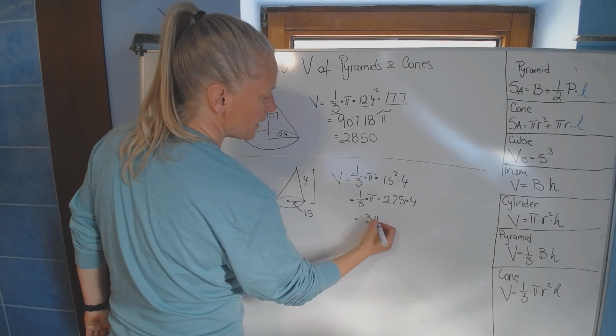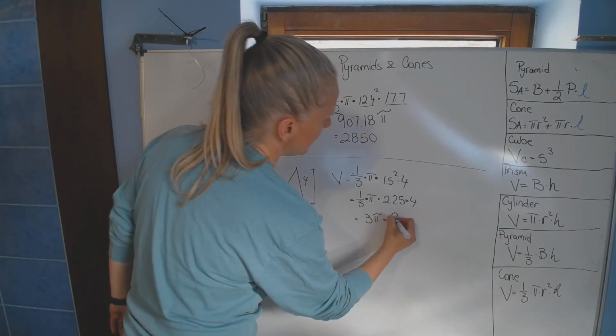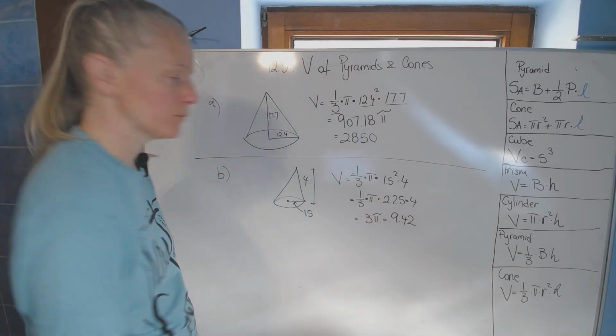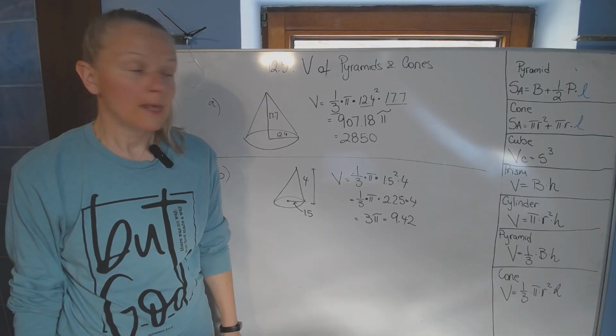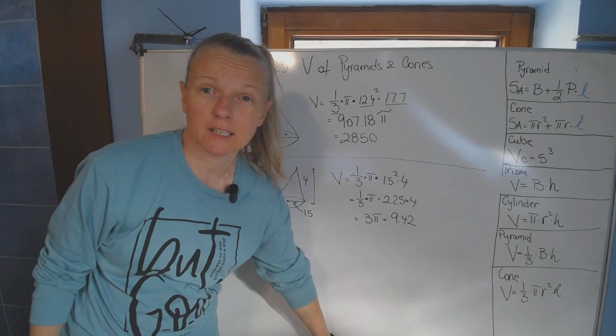This is 3 pi. And you can leave it here, or you can move on and do one more step, and that's going to give you 9.42. Okay? So either if the cone is right or if it's slanted, it doesn't make any difference as long as they give you the height.